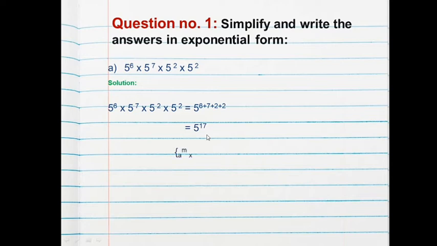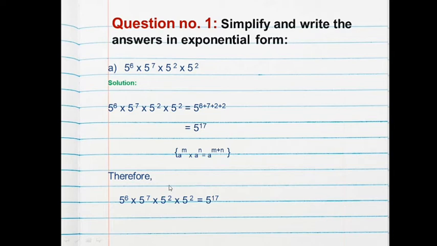So that is a raised to the power m into a raised to the power n equals a raised to the power m plus n. So we have applied this law here in this question. So therefore 5 raised to the power 6 into 5 raised to the power 7 into 5 raised to the power 2 into 5 raised to the power 2 is equal to 5 raised to the power 17.